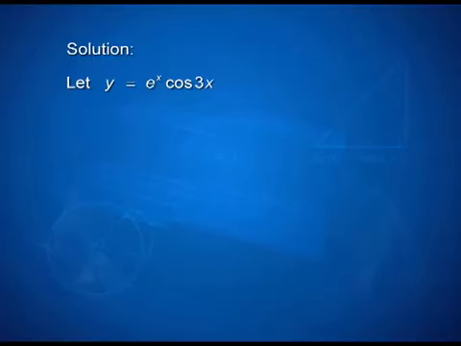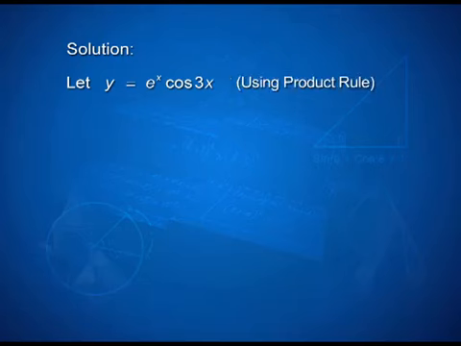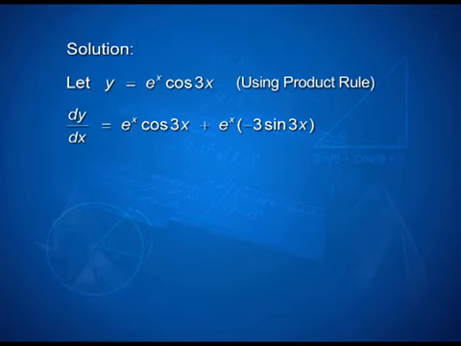What happens if I have exponential x into cos of 3x? Not much would change. Let us take a look. If y is exponential x cos 3x, the first derivative using the product rule turns out to be exponential x cos 3x plus exponential x into negative 3 times sin 3x, which I may write as exponential x into cos of 3x minus 3 sin 3x.